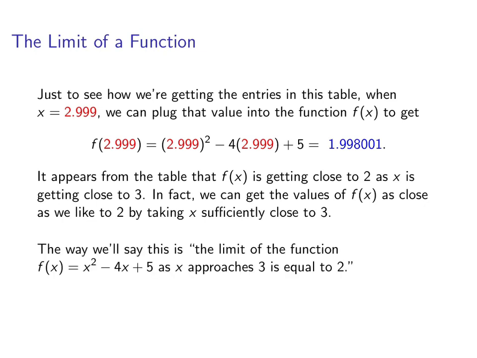What we're going to say is that the limit of the function f of x equals x squared minus 4x plus 5 as x approaches 3 is equal to 2. And our notation is this. The limit as x approaches 3 of x squared minus 4x plus 5 is equal to 2.